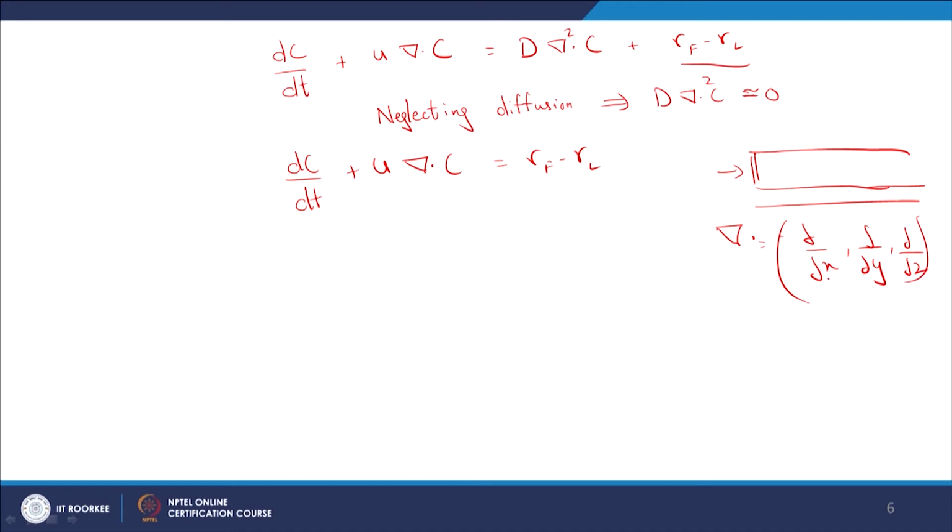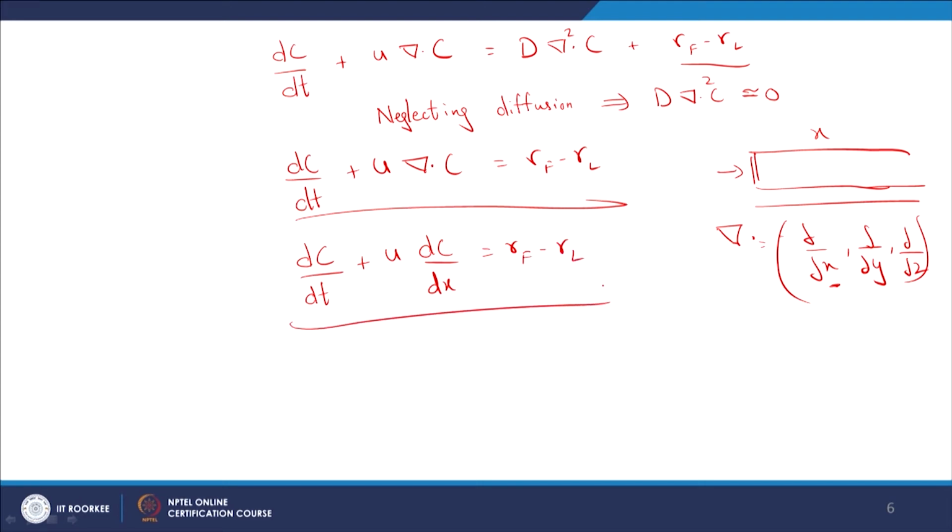But if it is only changing with one dimension, what does this transform into? dC, let us say it is only changing in the x direction. So dC by dt plus u into dC by dx equals rate of formation minus rate of loss, and we are done with our relevant equation, right. So this is similar to what we derived earlier.